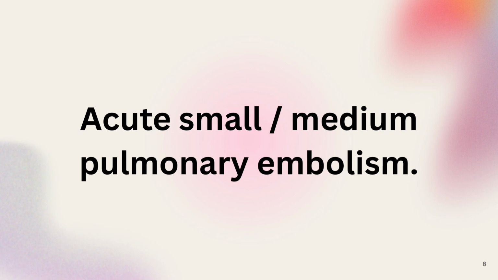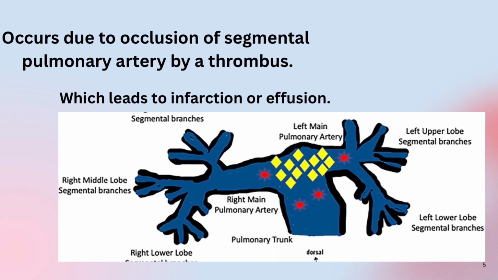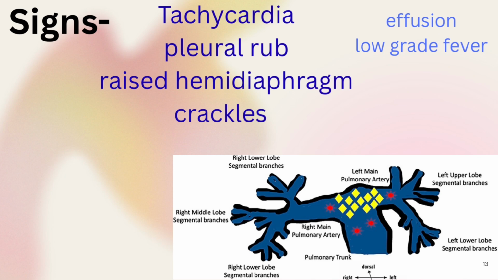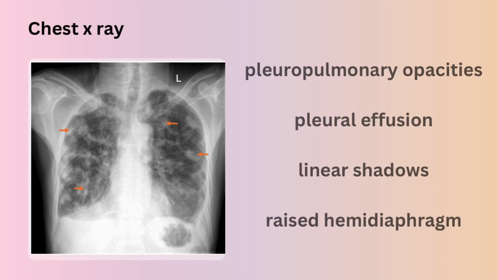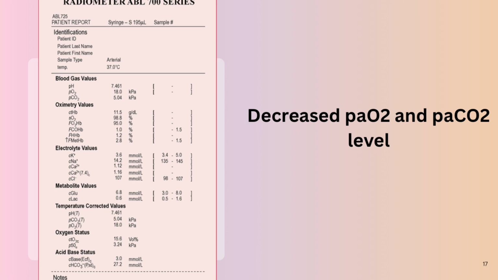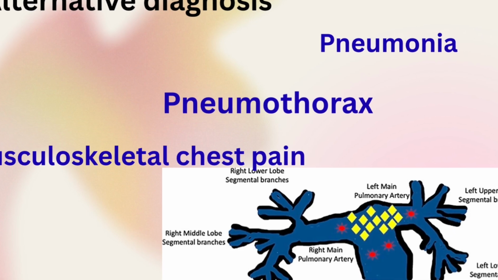Next type is acute small or medium pulmonary embolism, which occurs due to occlusion of a segmental pulmonary artery which leads to infarction or effusion. The symptoms include pleuritic chest pain, restricted breathing and hemoptysis. The signs include tachycardia along with pleural rub, raised hemidiaphragm, crackles, effusion and low-grade fever. Chest X-ray shows pleuropulmonary opacities, pleural effusion, linear shadows and raised hemidiaphragm. ECG shows sinus tachycardia and ABG may be normal or show decreased PaO2 or decreased PaCO2 level. Alternative diagnoses include pneumonia, pneumothorax and musculoskeletal chest pain.